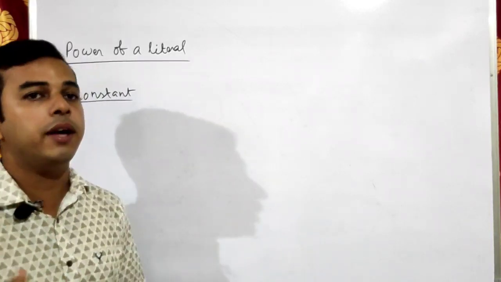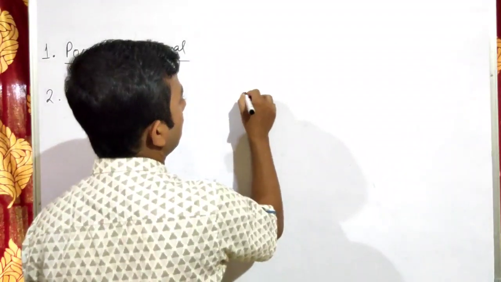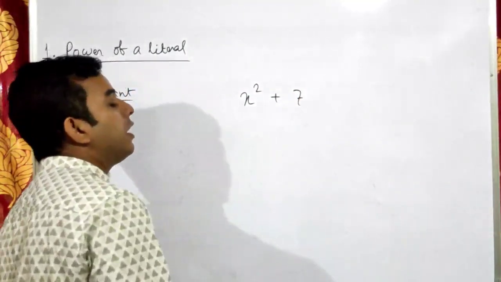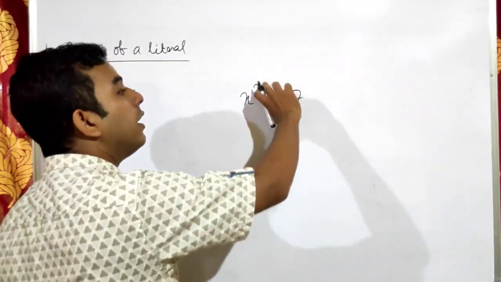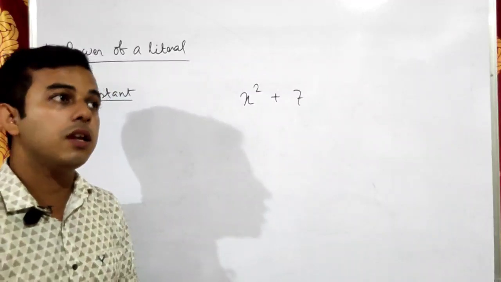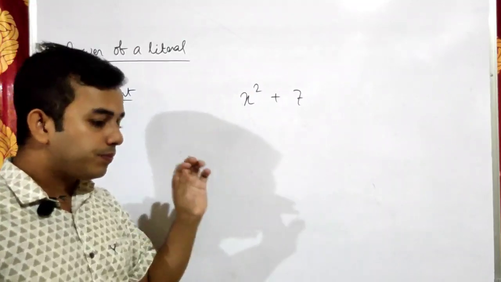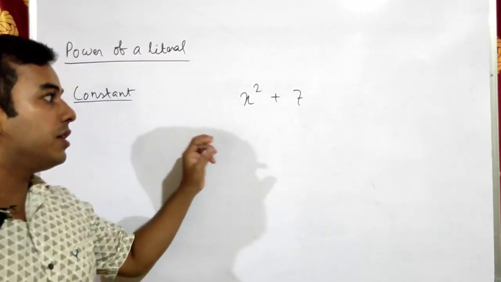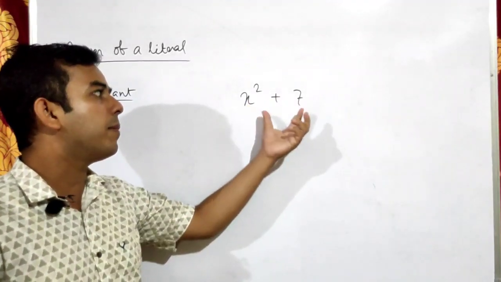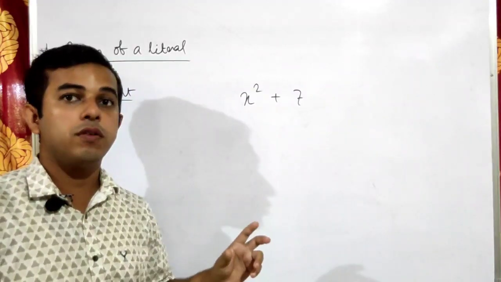So let's take the easy expression. For example, x square plus 7. This is an expression, okay? If we want to write it in a word statement, we will write it like this, that is sum of x square and 7, or you can read it like this, that is sum of 7 and x square. Okay, so x square can be written as product of x and x.